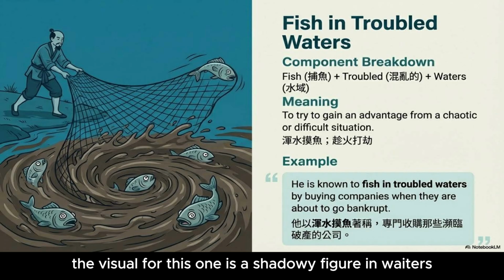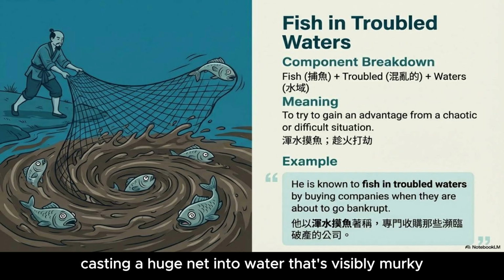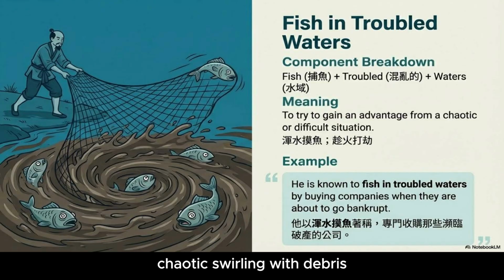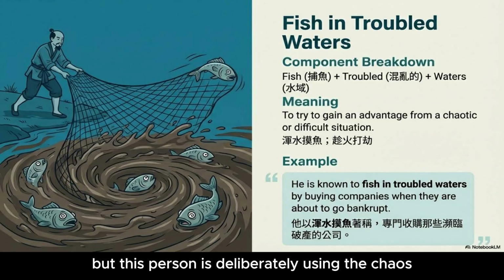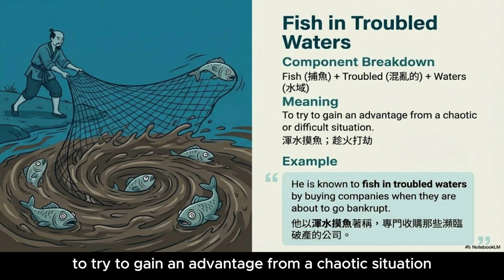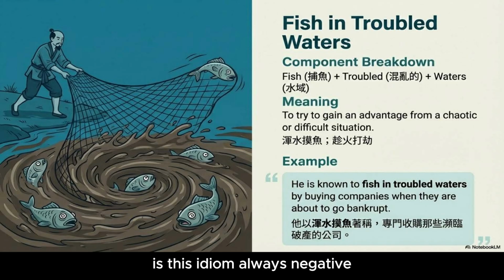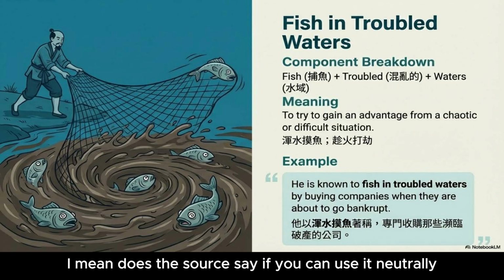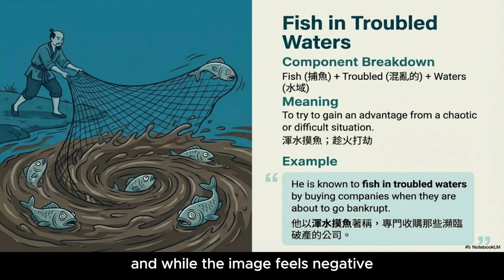The visual for this one is a shadowy figure in waders, casting a huge net into water that's visibly murky, chaotic, swirling with debris. Other people are running away, but this person is deliberately using the chaos. So the meaning is opportunistic: to try to gain an advantage from a chaotic situation. Now, wait, is this idiom always negative? I mean, does the source say if you can use it neutrally? That's a great question. And while the image feels negative, implying exploitation, the context in the source suggests it's generally seen as a self-serving act.